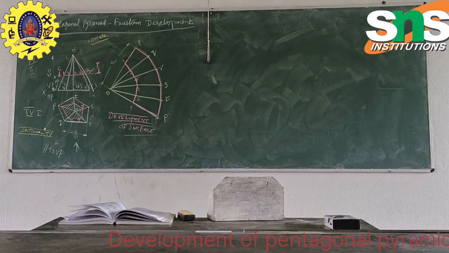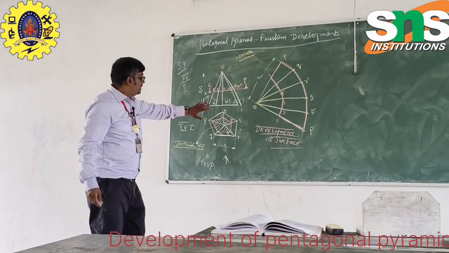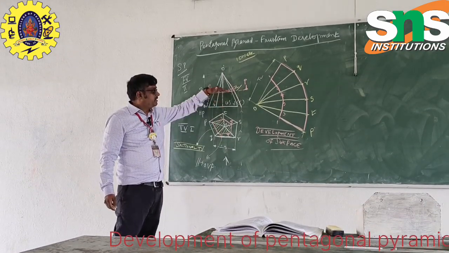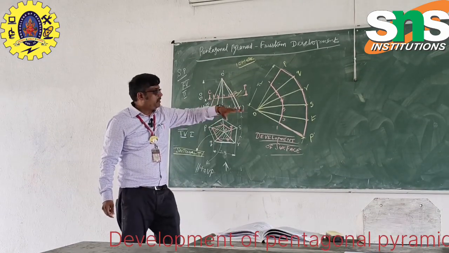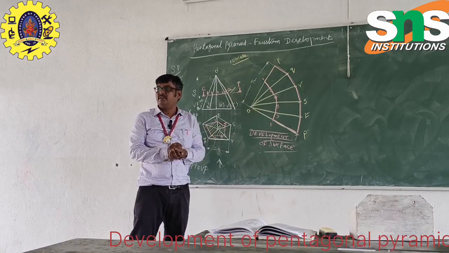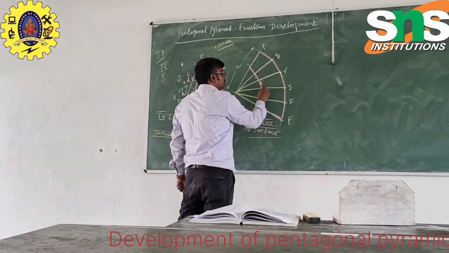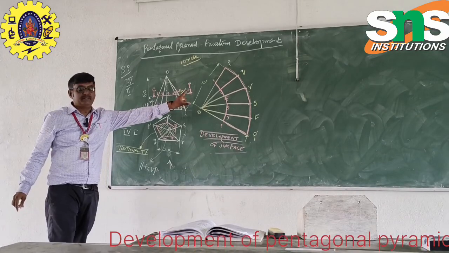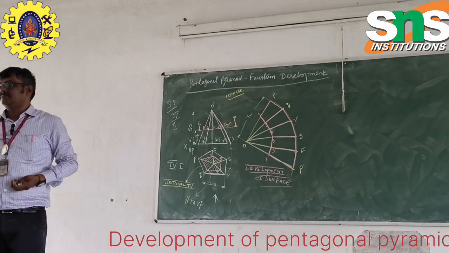Hope you understood. Clear? So here the mark split-up will be: if you draw the sectional top view with the truncation of the frustum, they will award 10 marks. Another 10 marks go for this development of surface. This cut edge is also visible. Only the rose color is existing. The yellow color is removed by the frustum cutting.